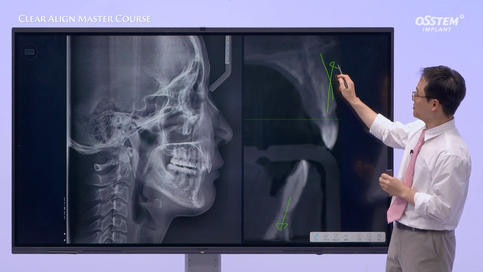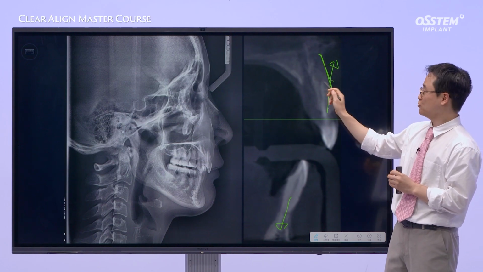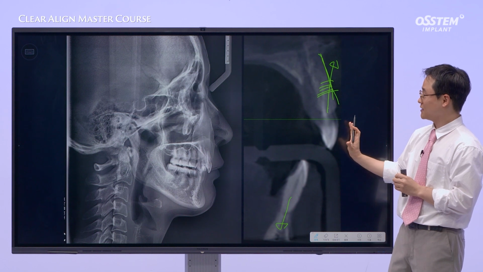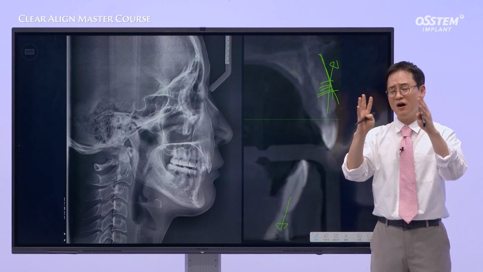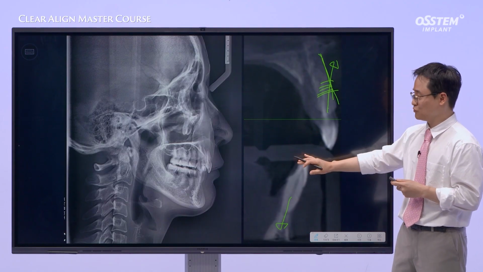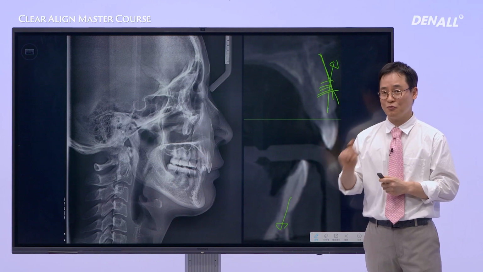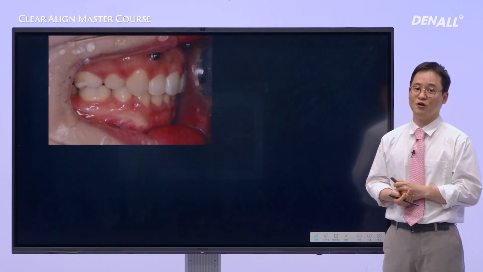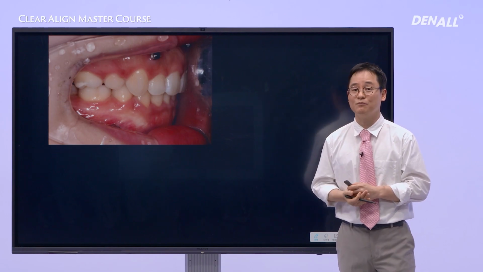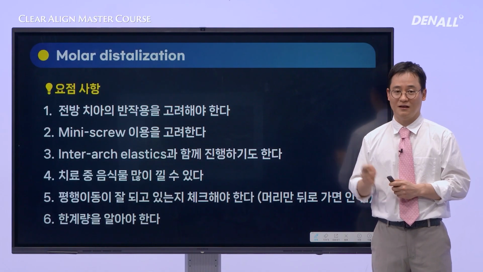In cases like this, if intrusion is attempted in this direction, the root may come into contact with the labial cortical plate. This can lead to complications such as root resorption or other side effects. That's why proper direction and favorable conditions are essential for successful intrusion. If those factors are overlooked and intrusion is prescribed blindly, the treatment may not come to an end. That's why I want to emphasize this point. In some cases, using mini screws or applying bite ramps on the lingual side may be necessary.